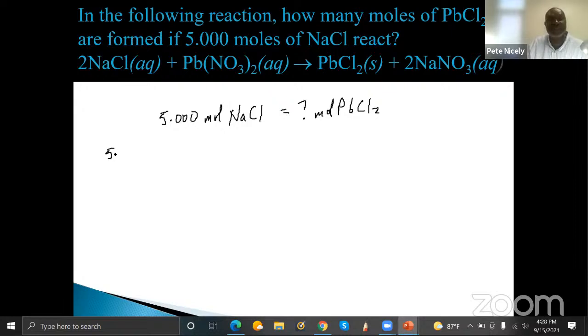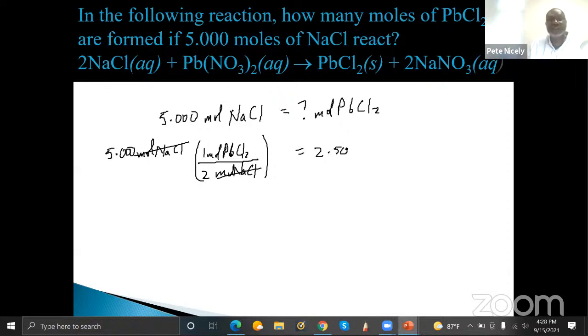So I'll start off with the 5.000 moles of NaCl, and I will multiply that by the conversion factor, which represents the mole relationship between the lead-2 chloride and the sodium chloride. As you can see from the equation, there is a 2-to-1 ratio between the two. So I would put 1 mole of PbCl2 above as the numerator, and down here I'd put 2 moles of NaCl as the denominator. I don't think I need the calculator. The answer is going to be 2.500 moles of PbCl2, and that would be the answer for this question.